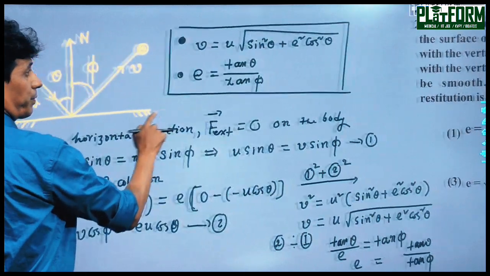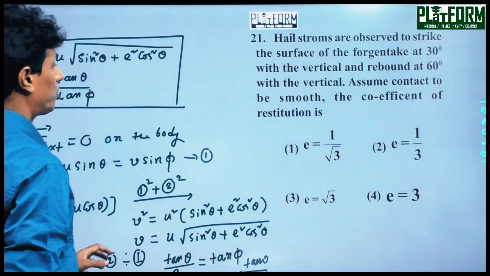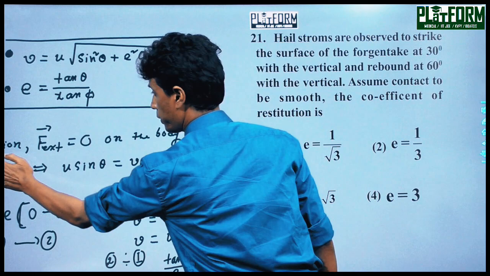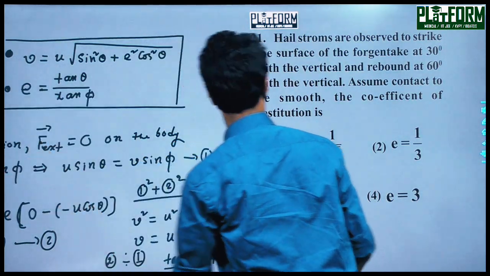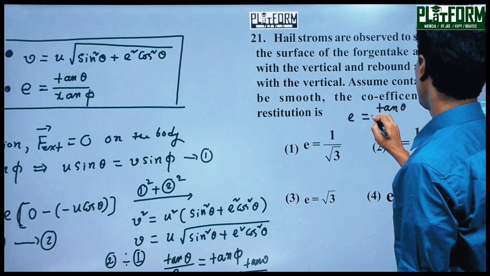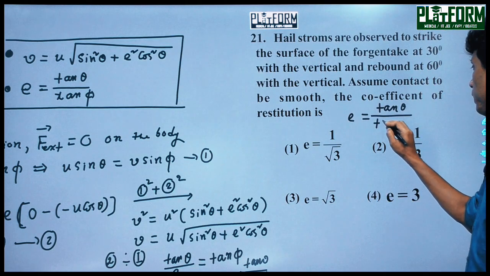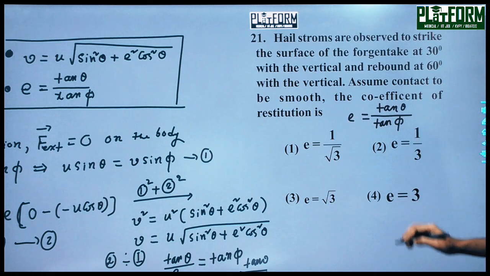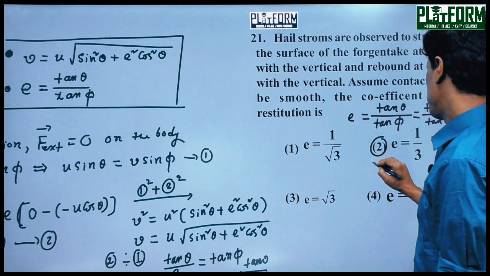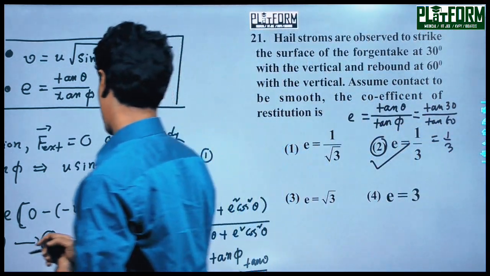Now let us see what problem is given. Here we have to find the coefficient of restitution. So directly e is equal to tan theta by tan phi, where theta is the angle before collision and phi is the angle after collision with the vertical. So it is tan 30 and tan 60 as given in the problem. The answer is 1/3 and the correct option here is 2, e equal to 1/3. Next problem.